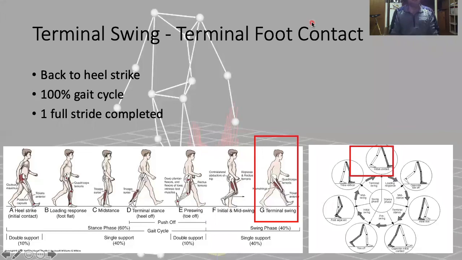And then obviously our very last phase, the terminal phase of swing, is 100% of the gait cycle completed, and we have one full stride completed, heel strike to heel strike.